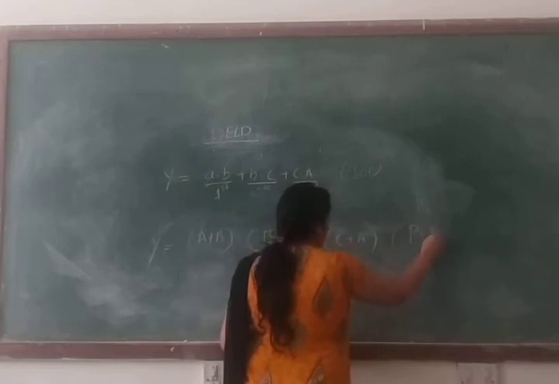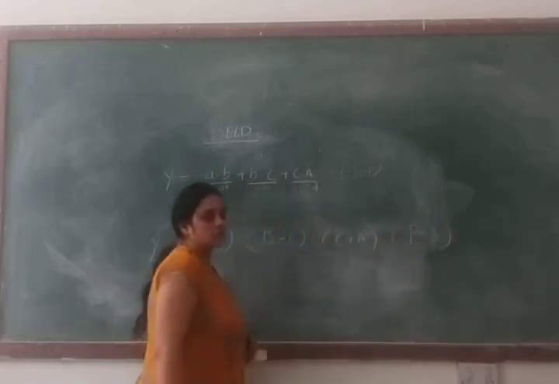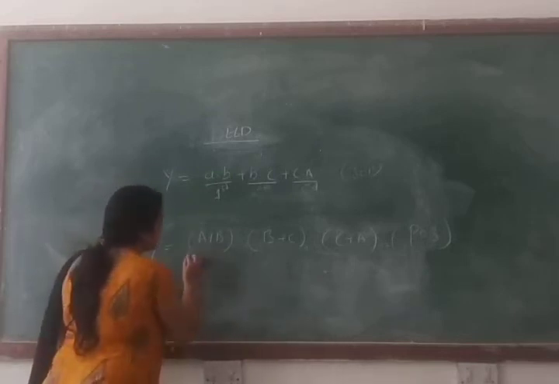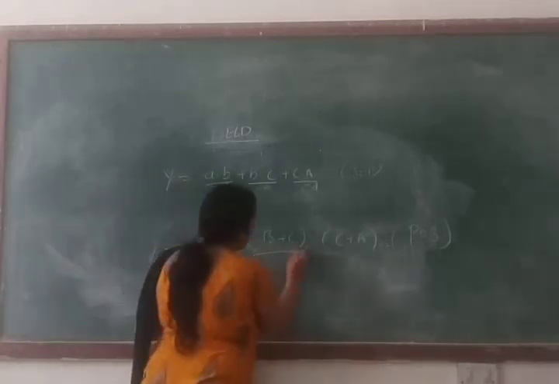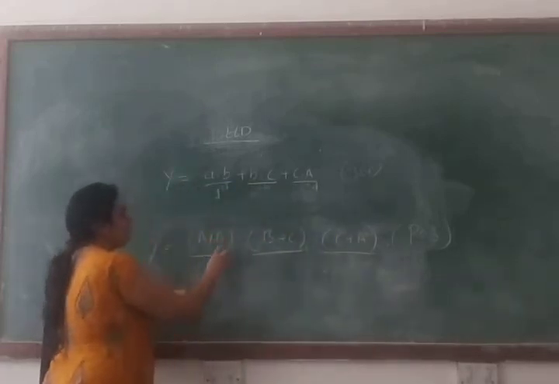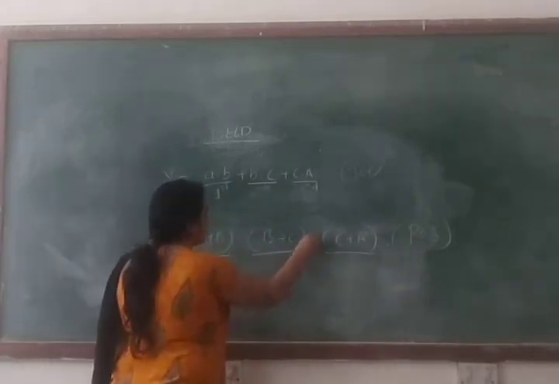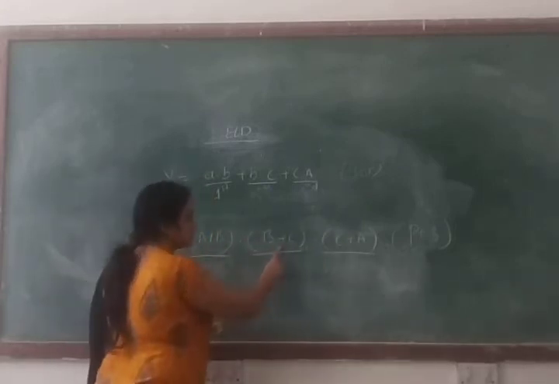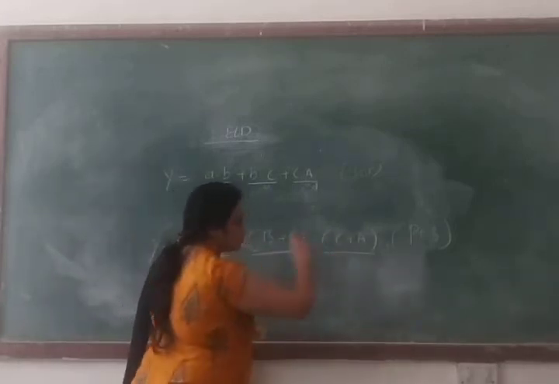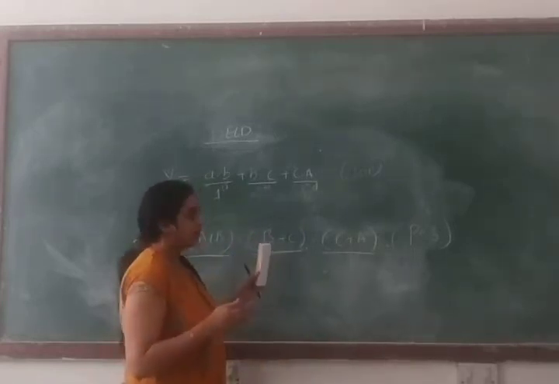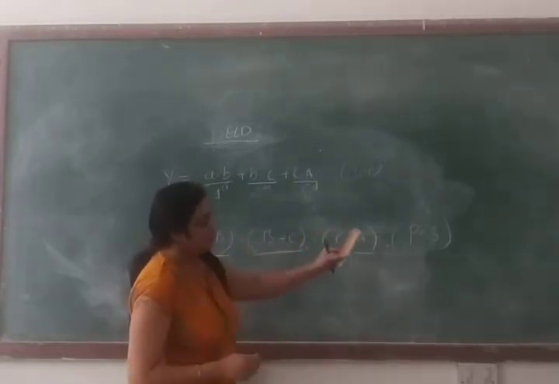This form is your POS form, product of sum. So these are your sum terms: first one, second one and third one. Basically here you are performing the ANDing operation of the sum terms. This is your first sum term, this is your second sum term, and this is your third sum term. And you are performing the ANDing operation on the sum terms. So this is your POS form.